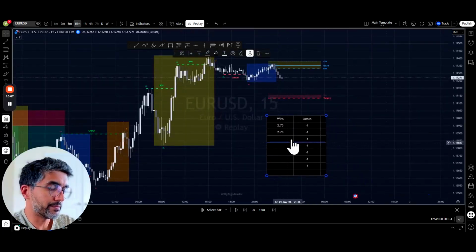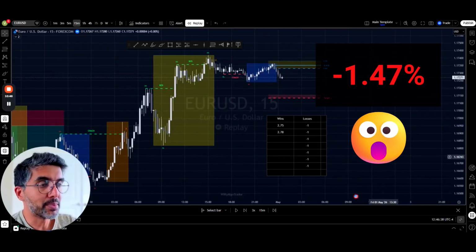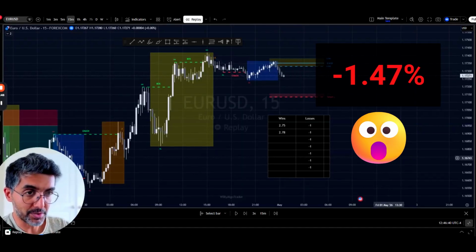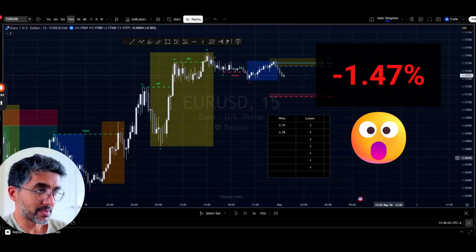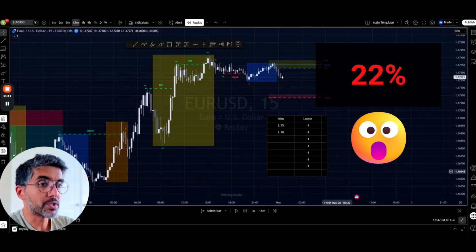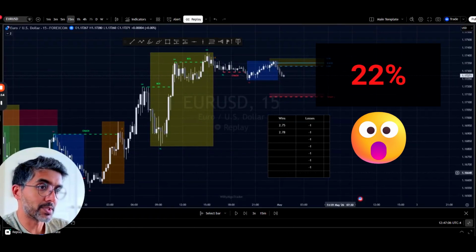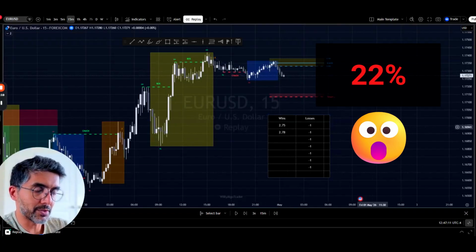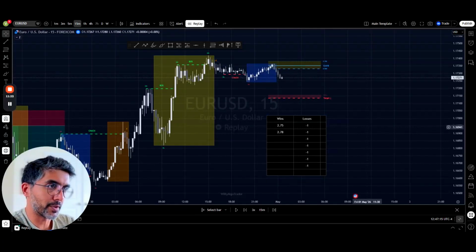Overall, not very impressed with my experience here. So we end up with a minus 1.47 over 2 months, which frankly isn't terrible, to be down by less than 2% after 2 months. What concerns me more is the win rate. We won 2 of 9 trades, so that's 22%, which again is not great, especially when your RR is averaging around 2.75. That math isn't going to work for you.